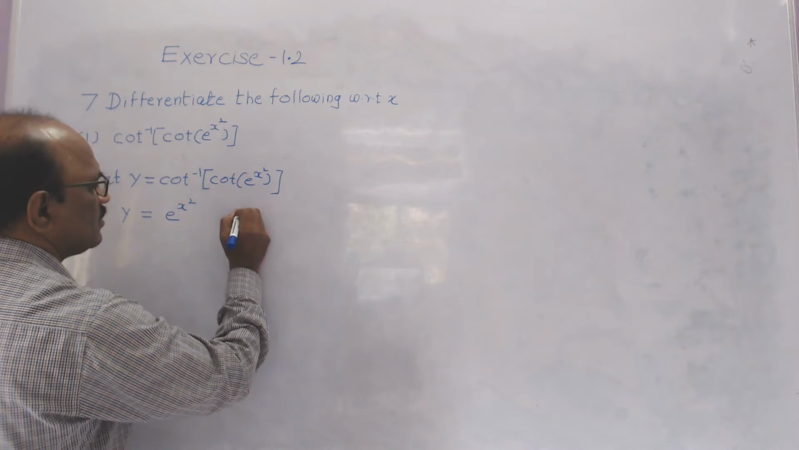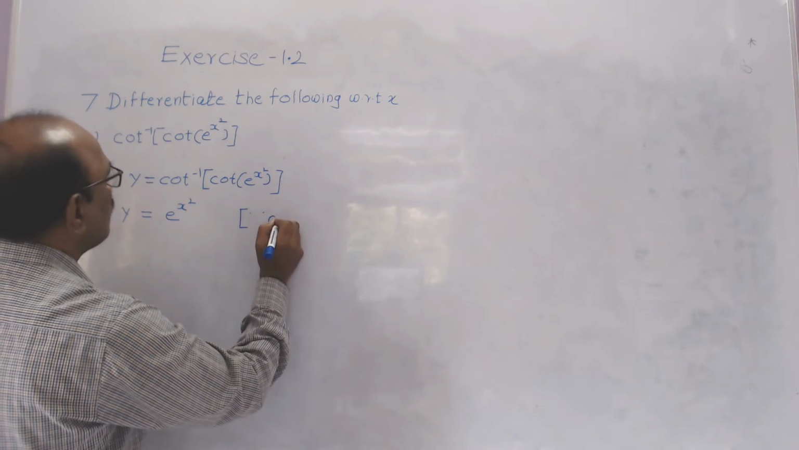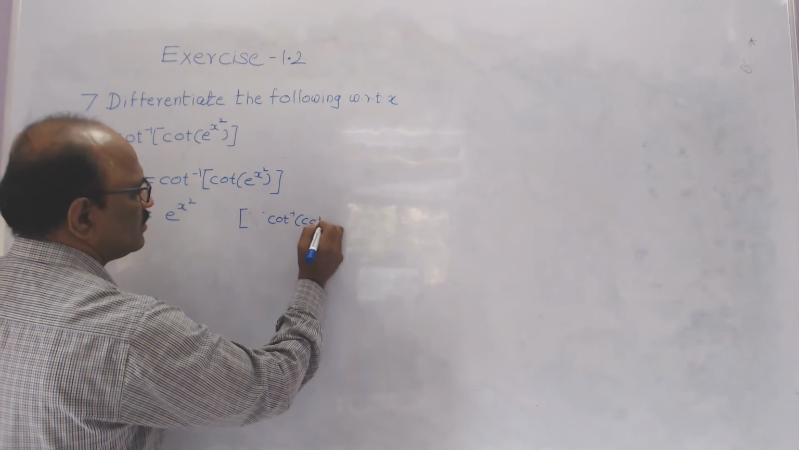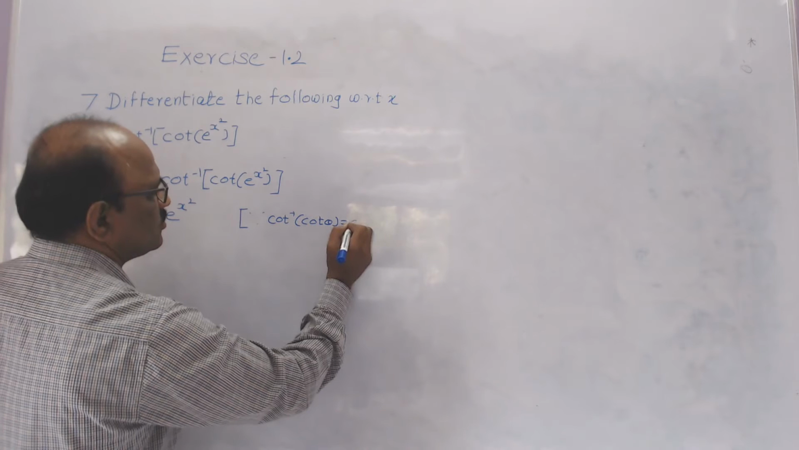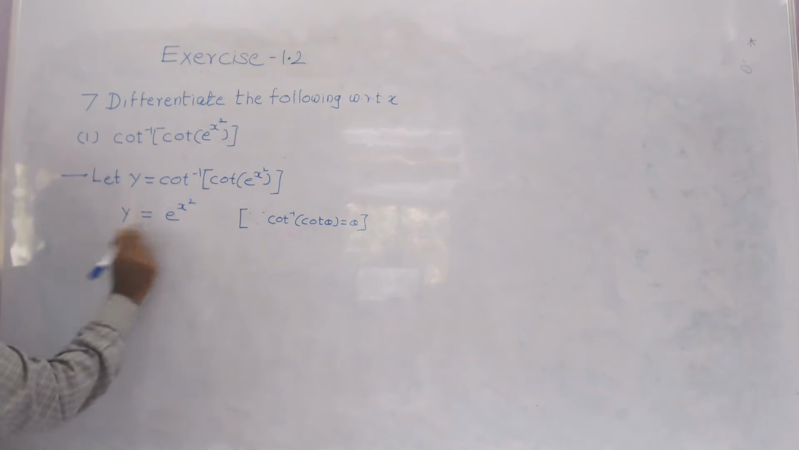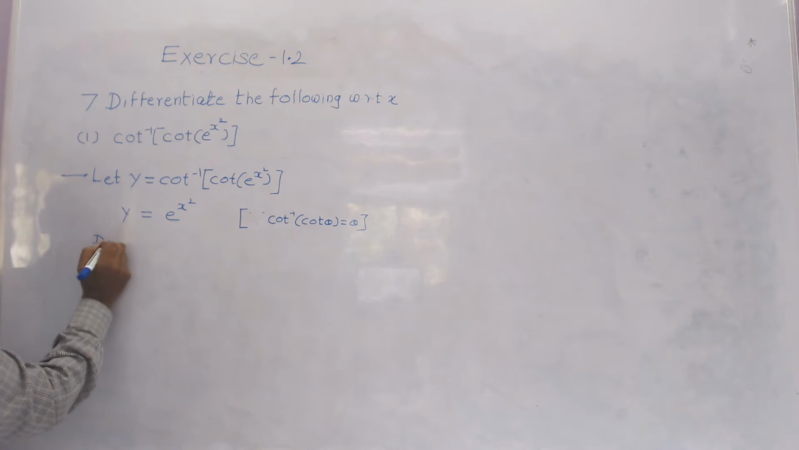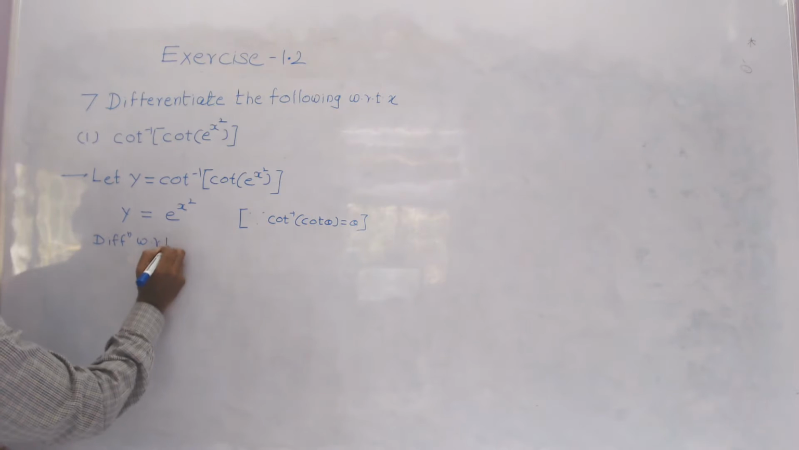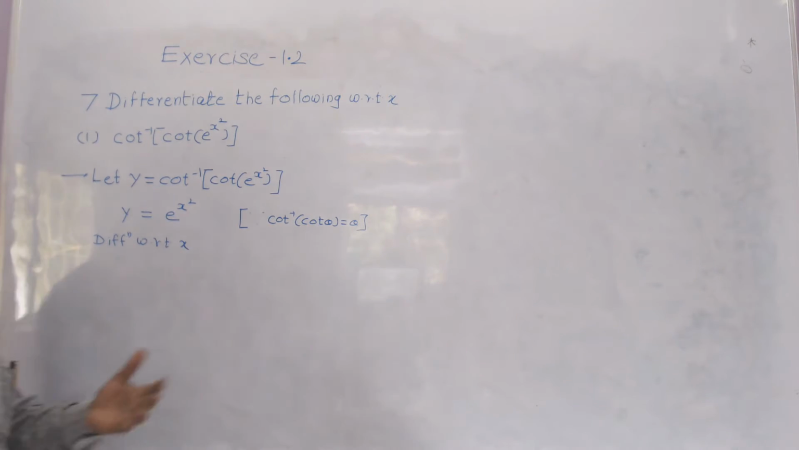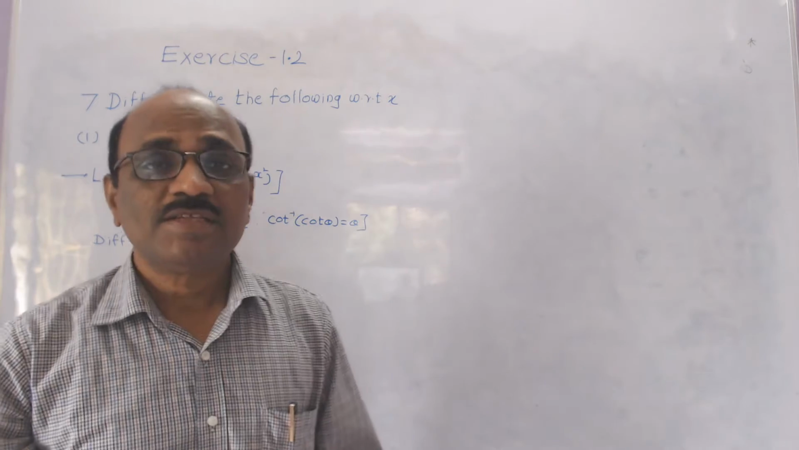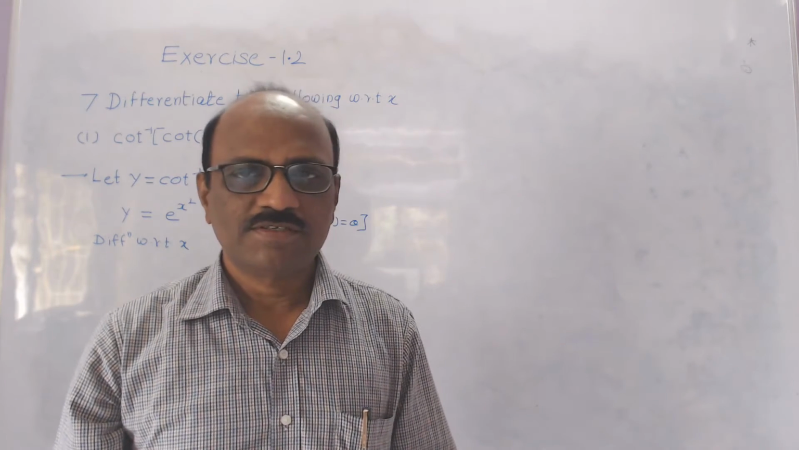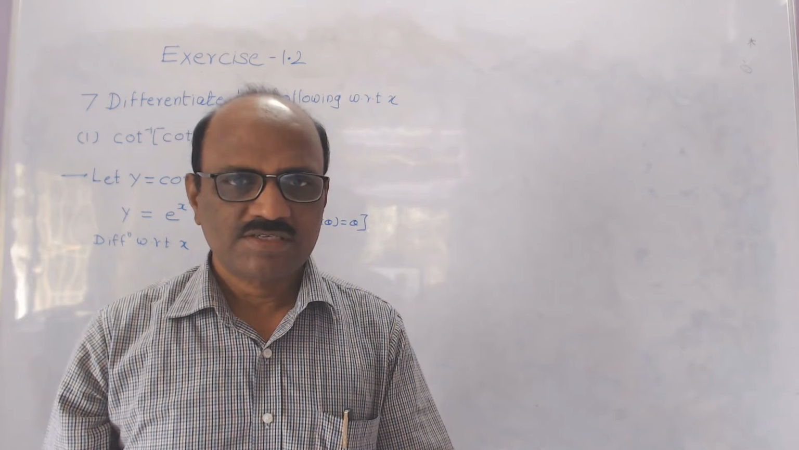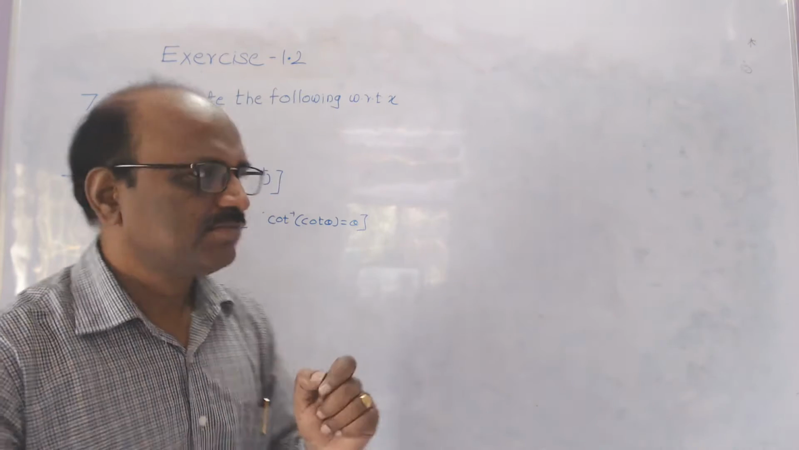What was that formula? The formula is cot inverse of cot of theta is equal to theta. Now differentiate this with respect to x. Derivative of e raised to x is e raised to x. But there is e raised to x square. It's a composite function. Therefore, first derivative of e raised to x square is e raised to x square into d dx of x square.